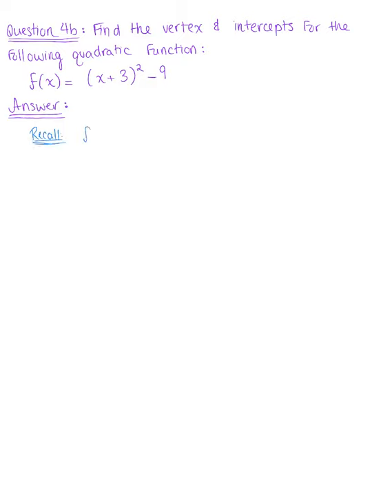Let's recall that if we have a quadratic function, f of x, or even y, is equal to a times (x minus h) squared plus k, where a, h, and k are all real numbers, we know that we can find the vertex using the h and k coordinates.